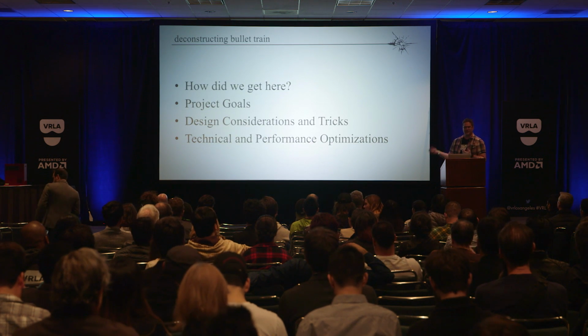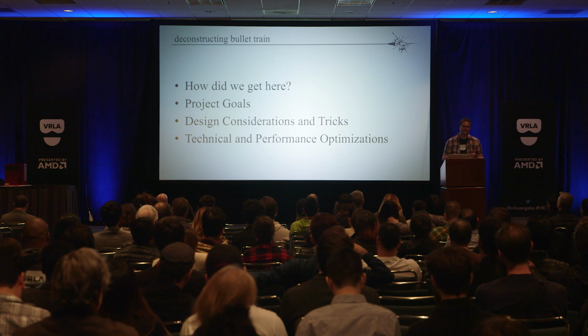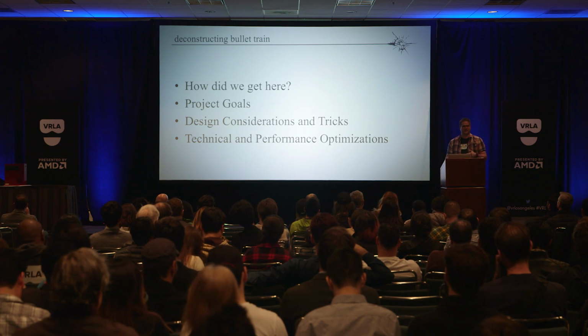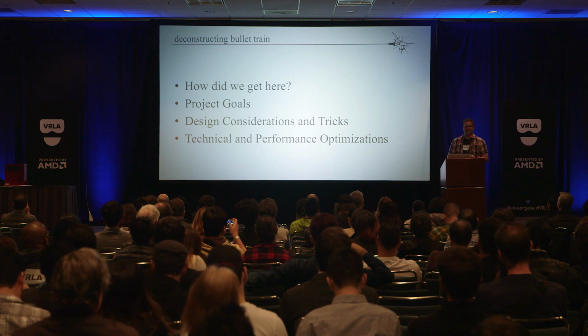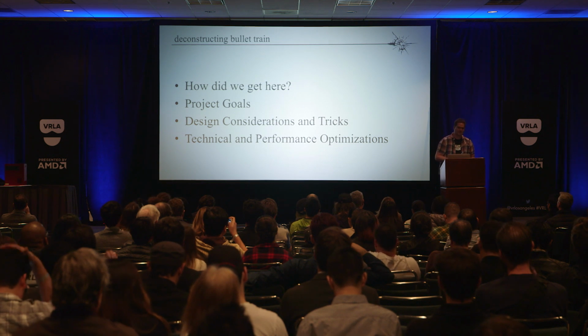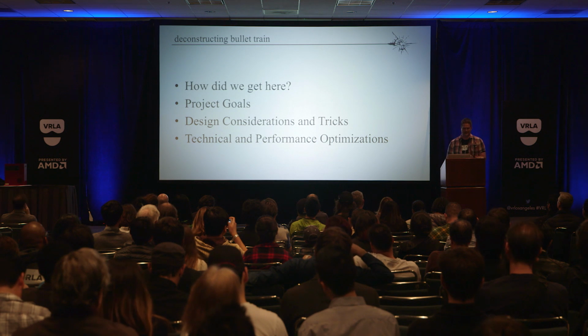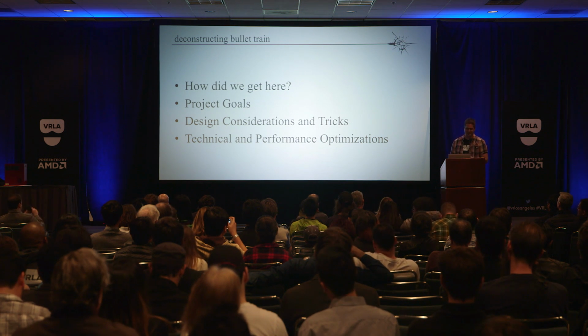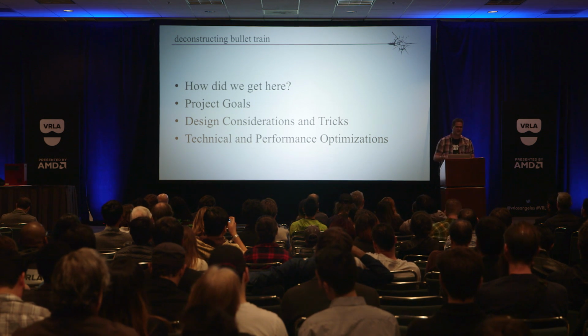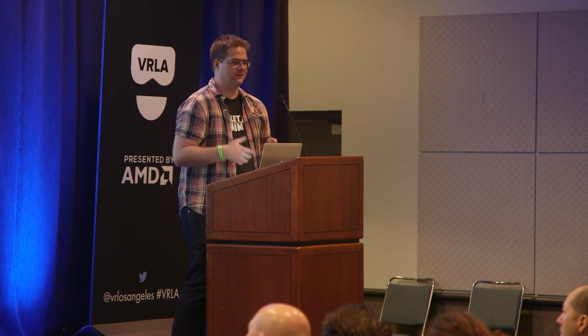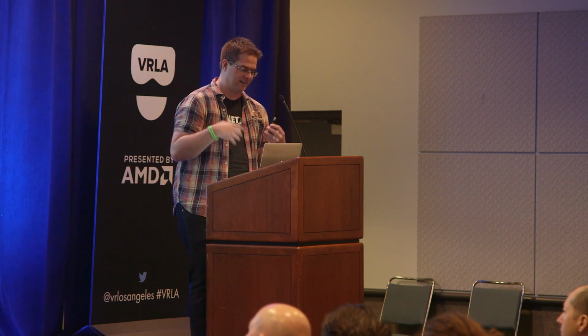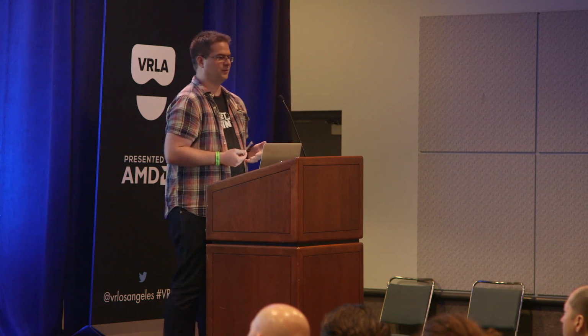I'm going to start with how we got here, just a quick, brief summary of our experience in VR, so you can see that we're just as fresh as everybody else and we're all learning here. Then go over some of the project goals for what Bullet Train was supposed to become, because that helps frame the discussion of how we design the interactions. Then get into the design considerations and tricks that we did with playing with motion controls for the first time. And if we have time, I'll go over some technical and performance optimizations.